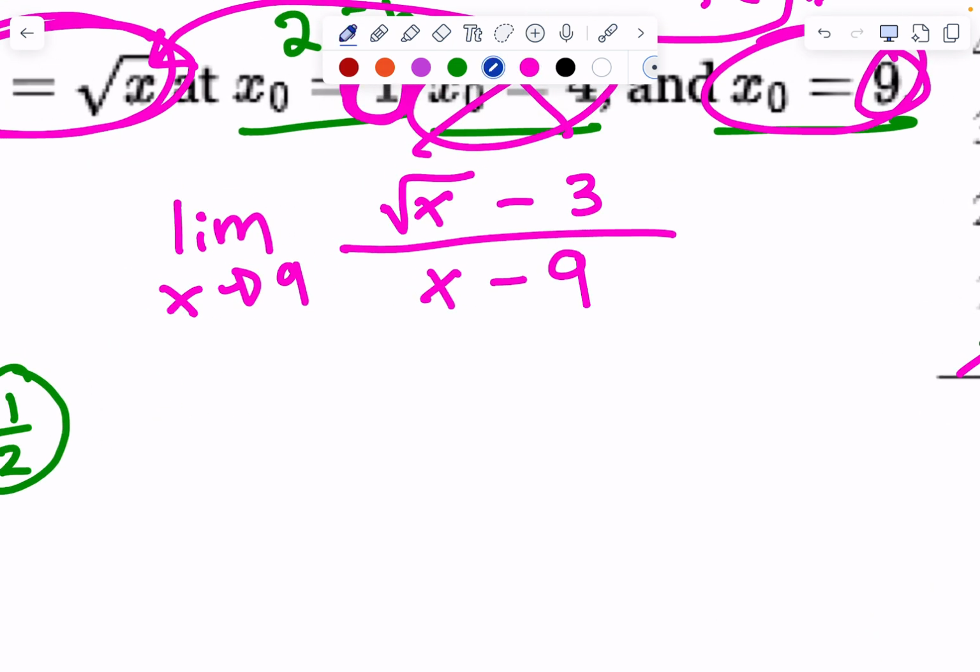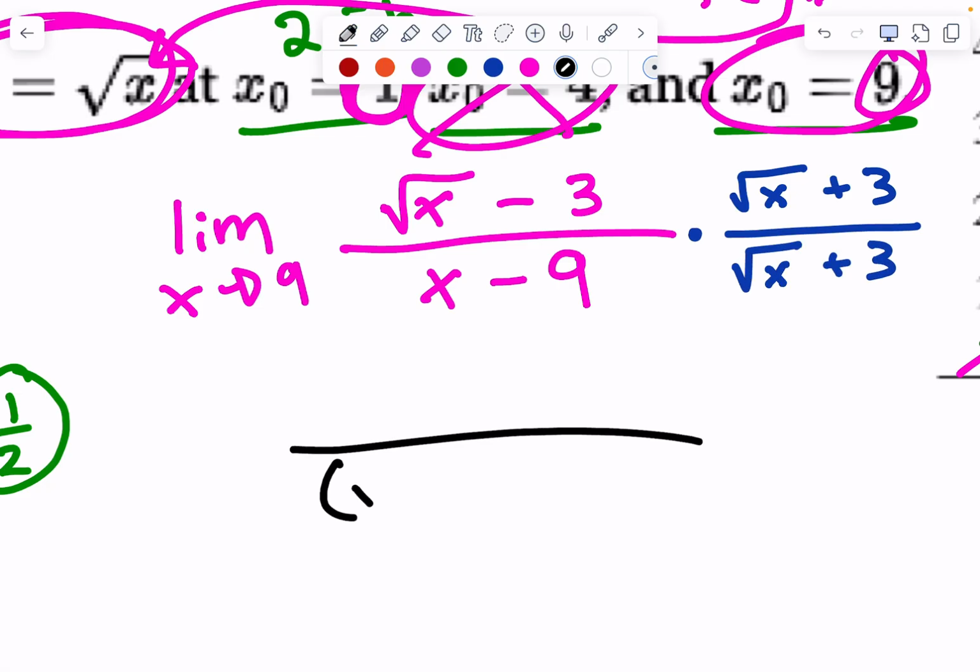No, you'll have 0 on the bottom. You have to do the conjugate. Okay, so I'm going to multiply by the conjugate, which is the square root of x plus 3, over the square root of x plus 3. On the bottom, I've got x minus 9 over the square root stuff, because I need to multiply by the conjugate.